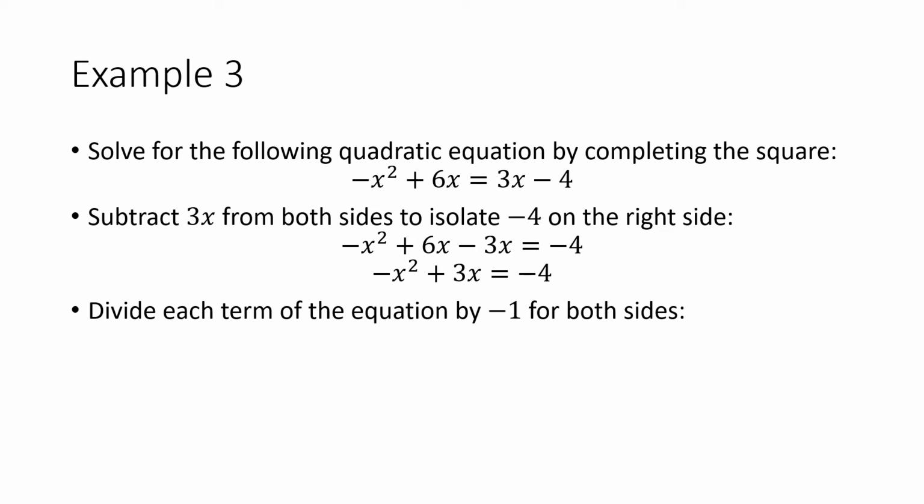So it'll be negative x squared divided by negative 1 plus 3x divided by negative 1, and then negative 4 divided by negative 1. And that would give us x squared minus 3x is equal to positive 4. All right, so now this looks like something we can easily work out.